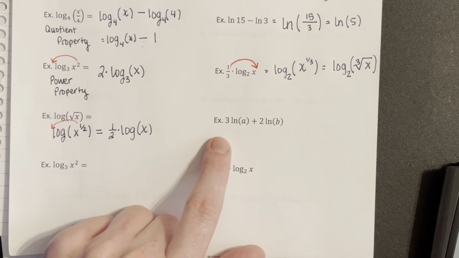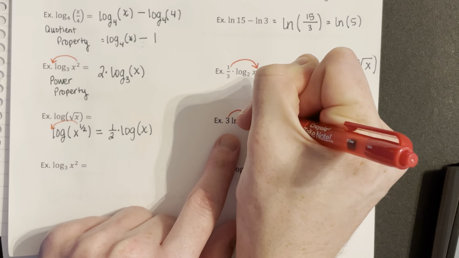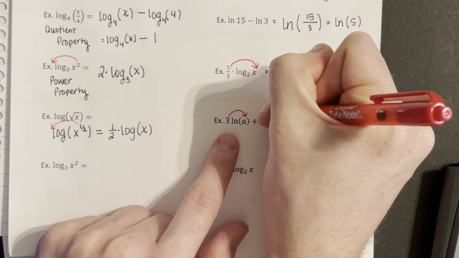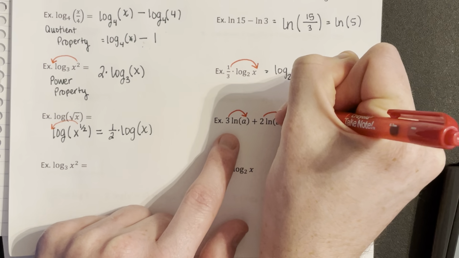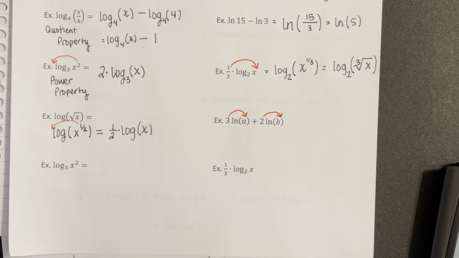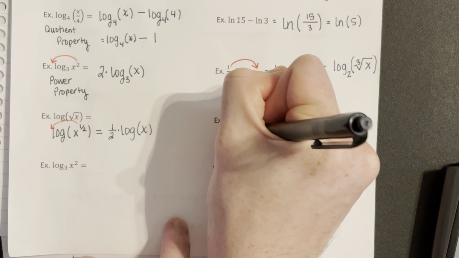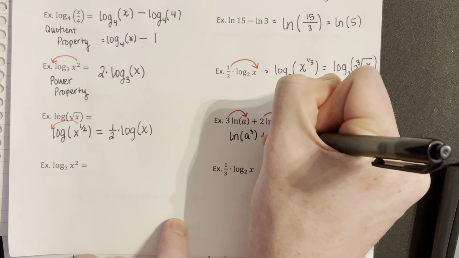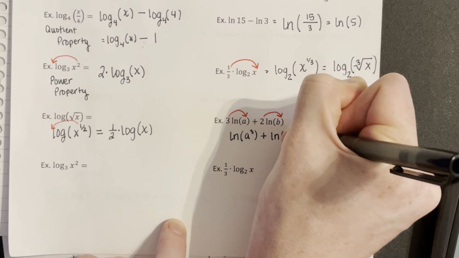With the next one, I can see that there's an exponent that should be brought up with that power property because there's a number in front. So I could change this to the natural log of a cubed plus the natural log of b squared.